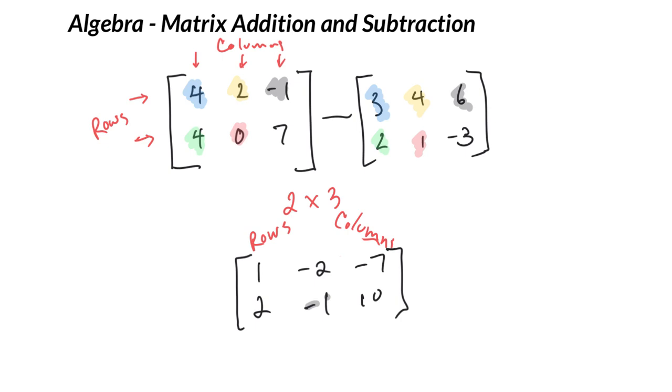And that's matrix addition and subtraction. So make sure they have the same dimensions, and then you can just go to the corresponding pieces. And of course, your answer matrix will have the same dimensions as your two matrices that you were combining.